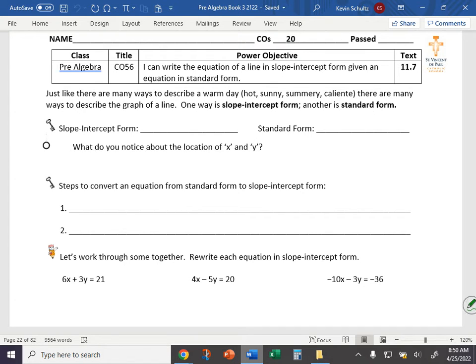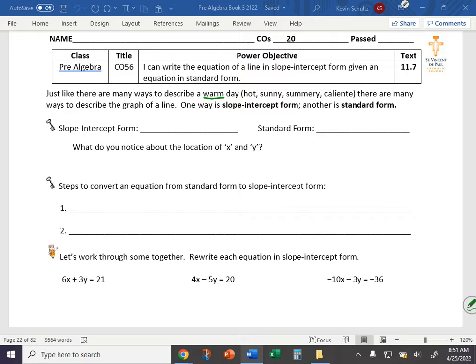We spent so much time on slope-intercept form, but there's actually another way, several ways, but another way that we're going to talk about to write a linear equation. It's kind of like a synonym. It looks different, but it means the same thing, right? Just like warm could be hot, sunny, summery, caliente, which means hot in Spanish. There are different ways to write the form of a linear equation, okay?